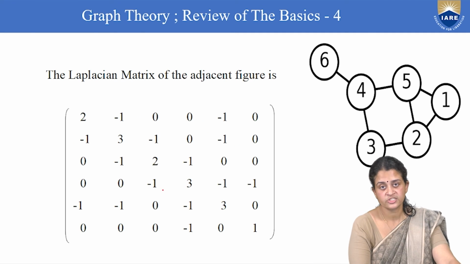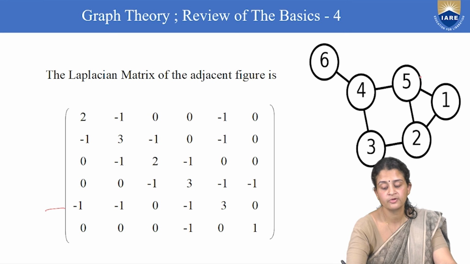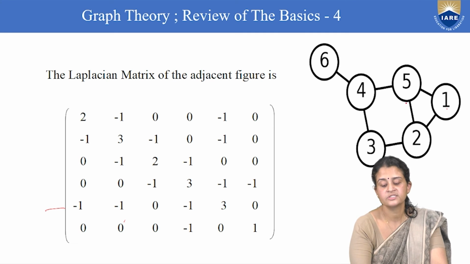So we write the Laplacian matrix like this. When considering this fifth row, that is, we are considering the fifth vertex. It is adjacent with vertex 1, so minus 1. Then it is adjacent with vertex 2, so minus 1 here. It is not adjacent with the third vertex, so it is 0 here, and it is adjacent with vertex 4, so it is minus 1 here.